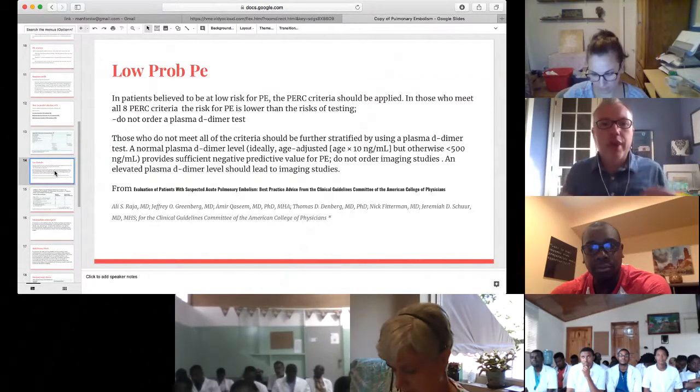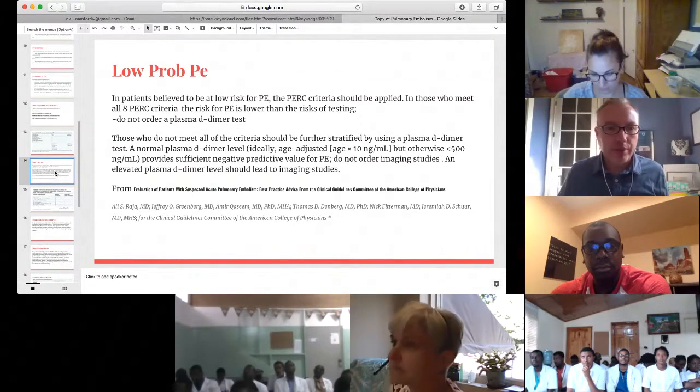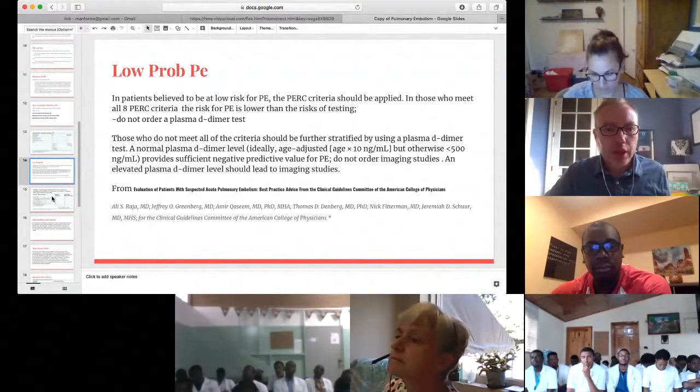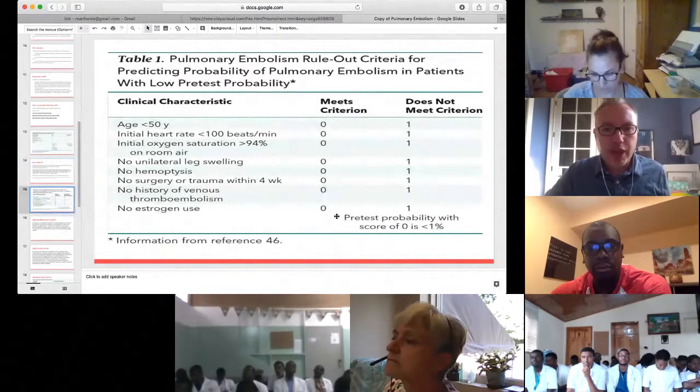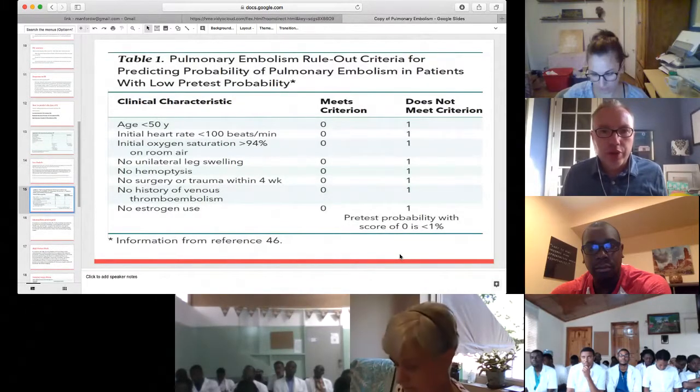So we're going to use that, the Wells criteria, in conjunction with another risk stratification tool called the pulmonary embolism rule-out criteria, or PERC for short.